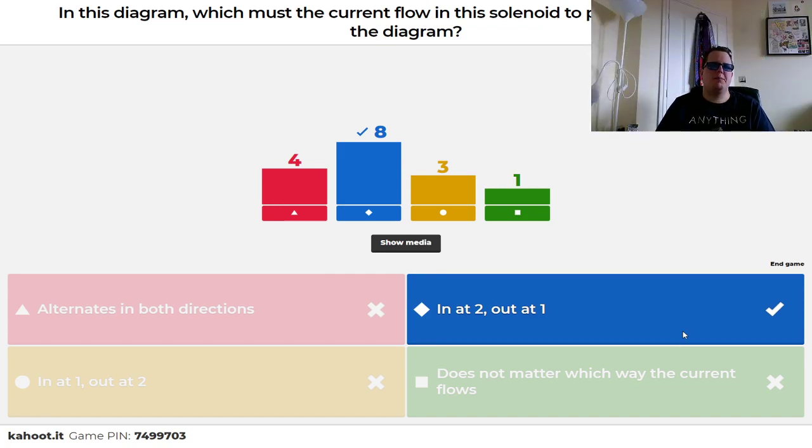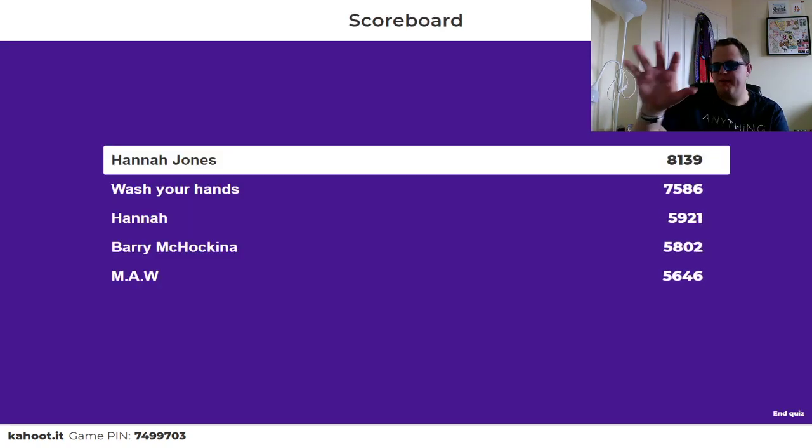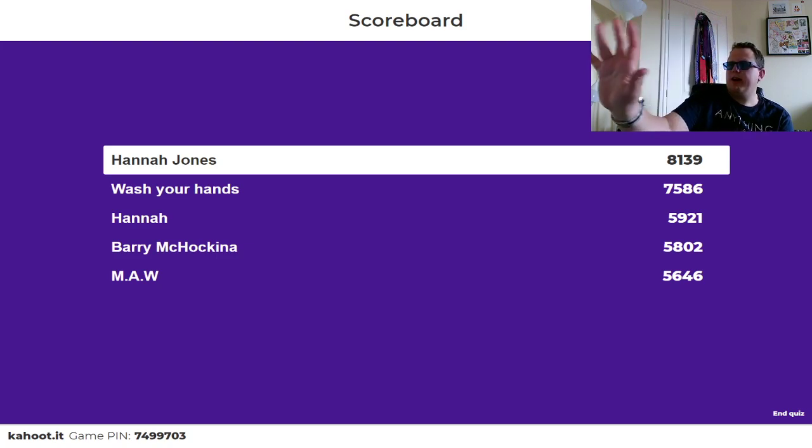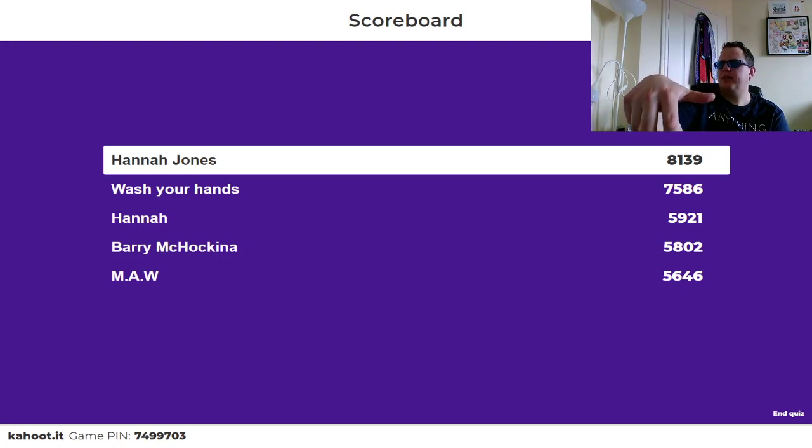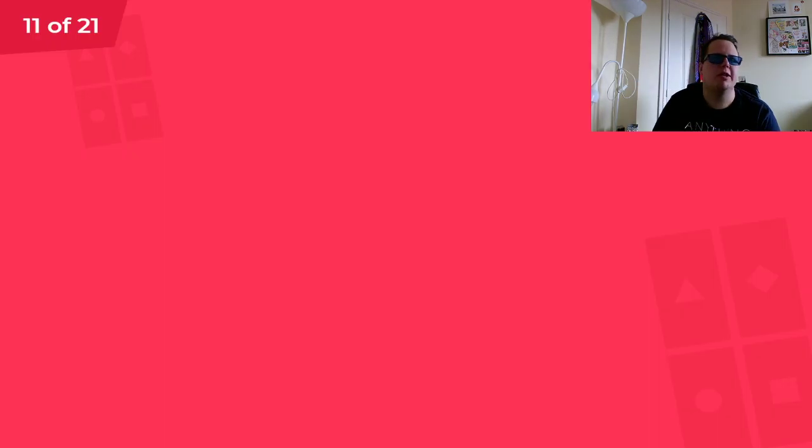Well done to the 8 people who correctly guessed or worked it out using their fingers. So again, remember this is our right hand. You curl your fingers round which way the current is flowing. Thumb gives you the field. Not that's done very much to our top 5.